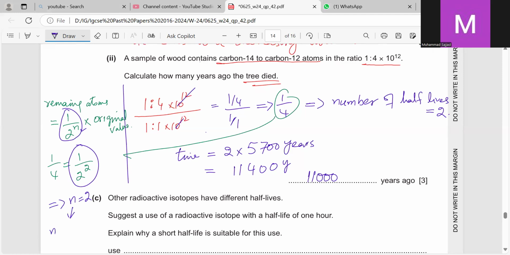N represents what? The number of half-lives. So if we have number of half-lives equal to 2, it means easily we can multiply one half-life with 2 to get the total time since the tree was dead.